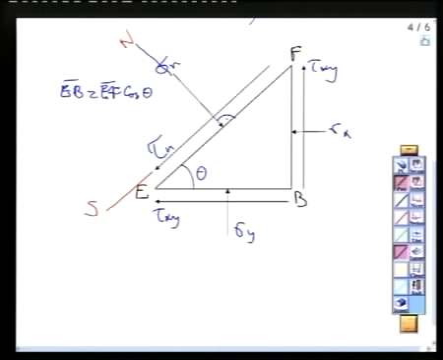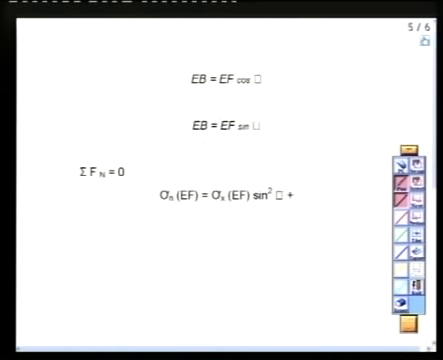Can I write FB equals to EF sine theta? Yes, because EF sine theta means FB over EF. So I end up with FB, okay? So I wrote those two equations. They are important. EB equals EF cosine theta. FB equals EF sine theta. Right? Let us go back.